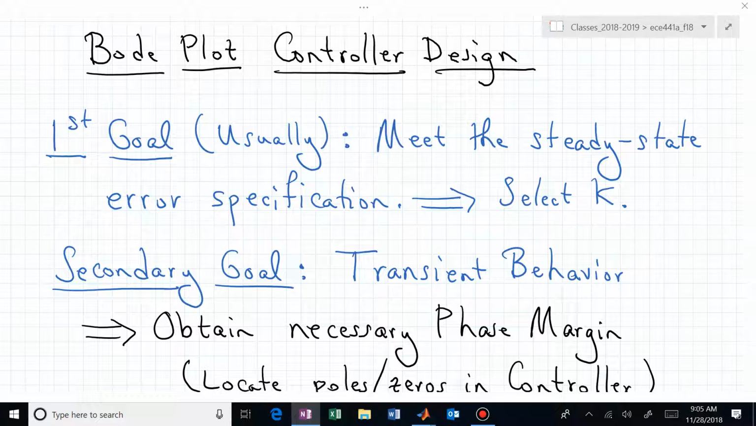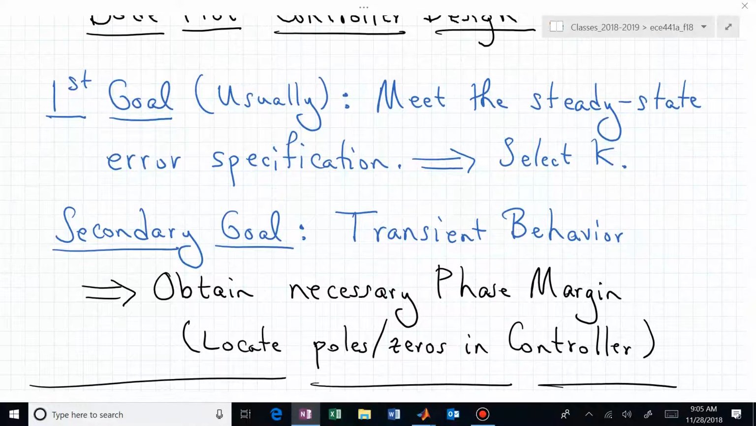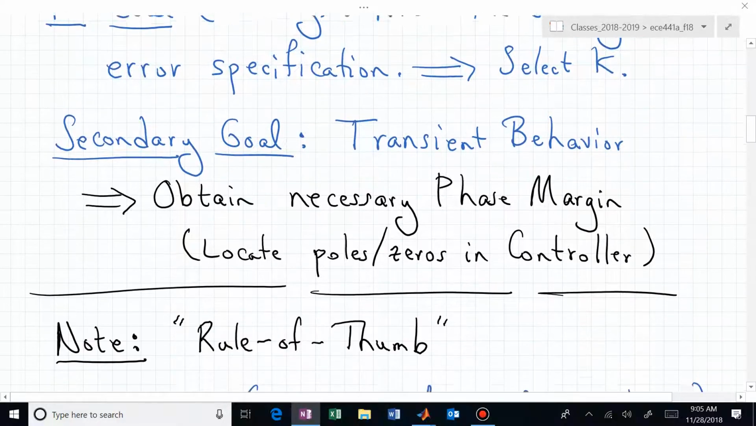The secondary goal is the transient behavior, and that's connected to the phase margin in a way that relates the phase margin with what we've looked at in the root locus strategy with respect to our percent overshoot or our angle or our zeta value. But the transient is how do we shape or place the poles and zeros? Where do we put them and how far apart are they in this controller?